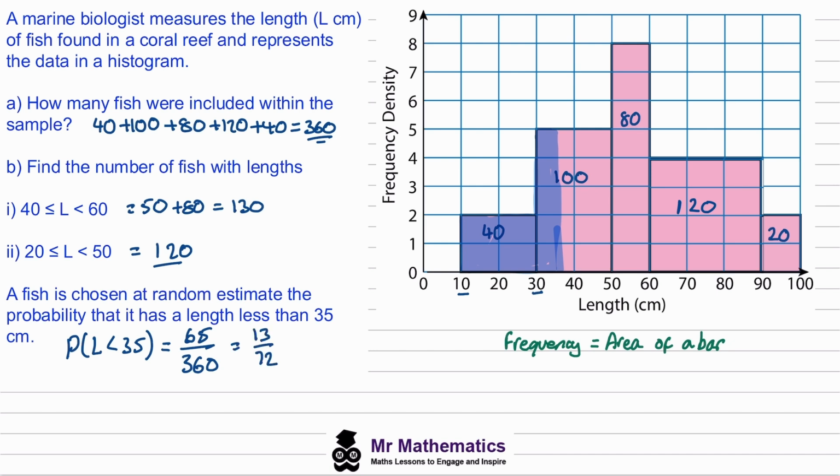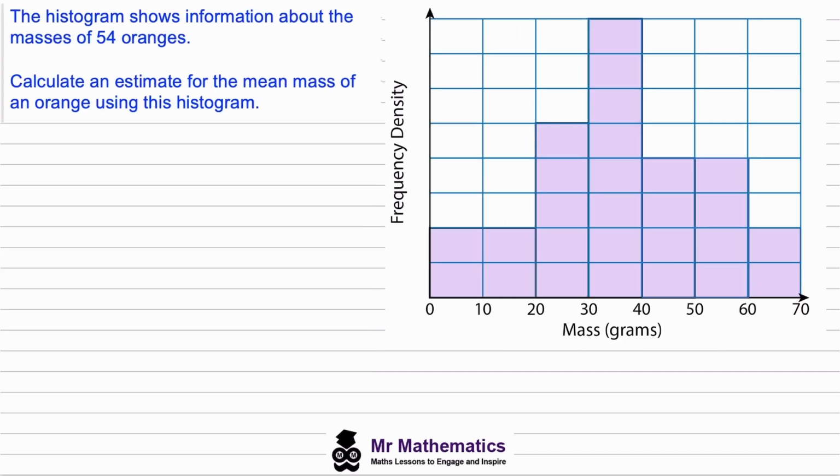Okay? So this is how we can use the area of a bar to interpret a histogram. In the next question, we're going to look at how we can estimate the mean from a histogram. So in this question, we're told that the histogram shows information about the masses of 54 oranges. We've been asked to calculate an estimate for the mean. So perhaps you want to try this question yourself. You can download a copy of a PDF from my website. I'll leave a link in the description below. And then you can pause the video, and when you come back, we'll go through the worked solution.